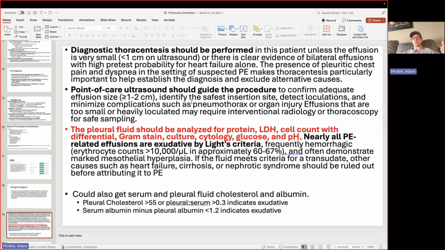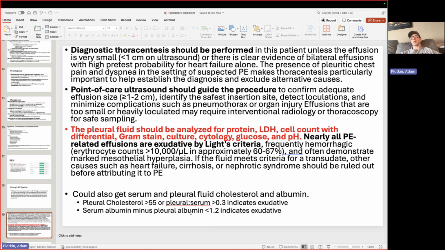All right. So essentially, what we're going to need to do is a thoracentesis. Usually, we need a decent sized effusion, so somewhere above 1 to 2 centimeters of a pocket would be safe. And when we do this thoracentesis, there's a couple things we need to get: protein, LDH, cell count, gram stain, culture, cytology, glucose, and pH. Other things we can get are cholesterol and albumin from the pleural fluid as well, right?